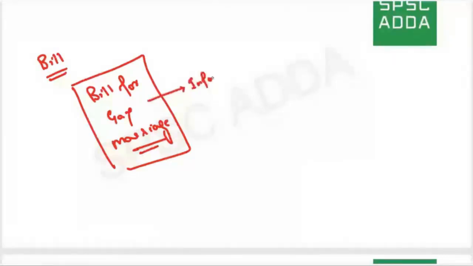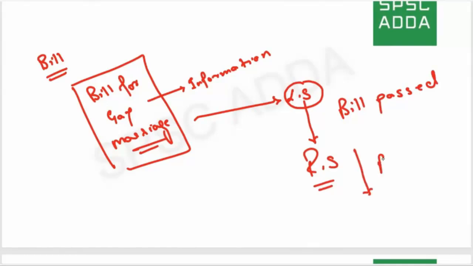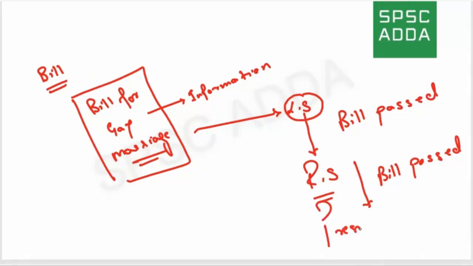Then this bill would be presented in Lok Sabha or any house. You can present it in Rajya Sabha also first. So the bill will be presented in Lok Sabha. Once the bill is passed from there, it will go to Rajya Sabha. Once the bill is passed from there, it will be sent to the Honorable President of India.